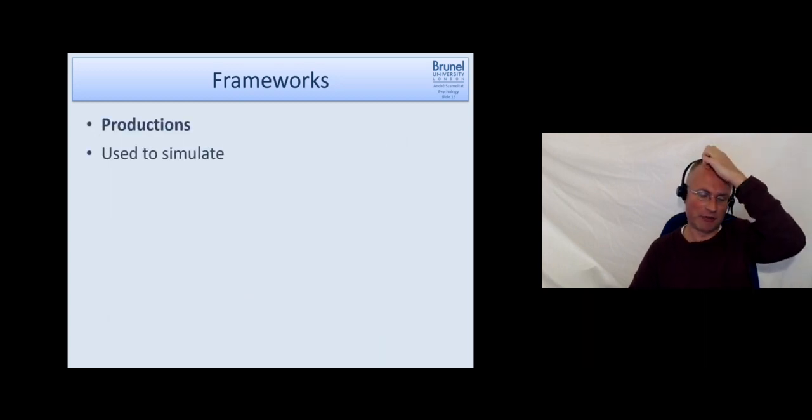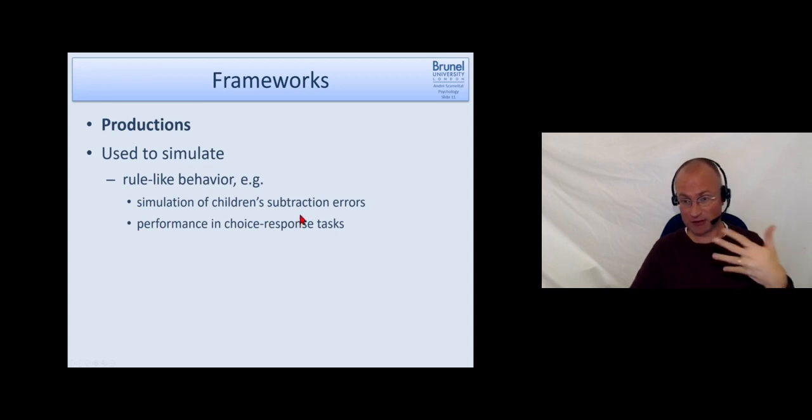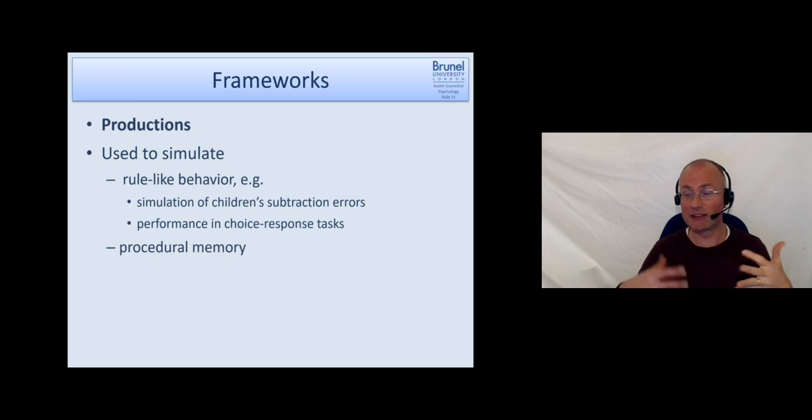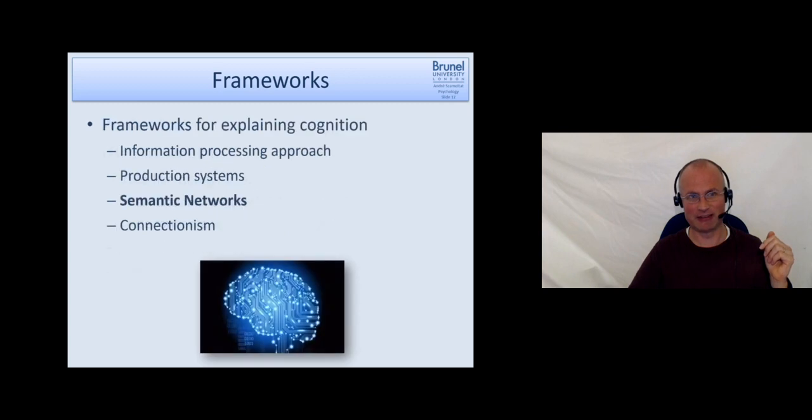These productions have been used to simulate a variety of things. We have seen the choice response tasks just before, but also, for instance, children's subtraction errors can be very well simulated with these type of production rules. Another example where it really fits very well is procedural memory. Procedural memory is the memory for doing things like cycling or something like that. Learning it can be used quite nicely as well.